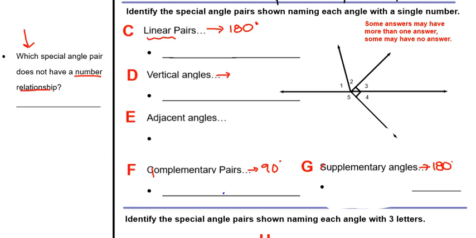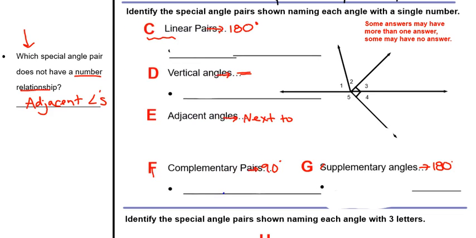If you remember, we mentioned in our notes that vertical angles are always equal to each other, so whatever number one is, the other is. It turns out that adjacent angles are simply next to each other, and there is no number relationship, so that guy right there is adjacent angles, and I think sometimes that's why it gets to be a little bit tricky for people, is because there is no number that you put with those. They're just automatically next to each other. So I have filled in some of the answers here. Let's see how you did for a linear pair.